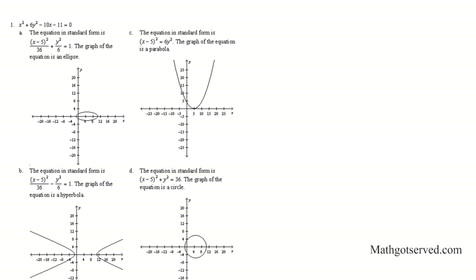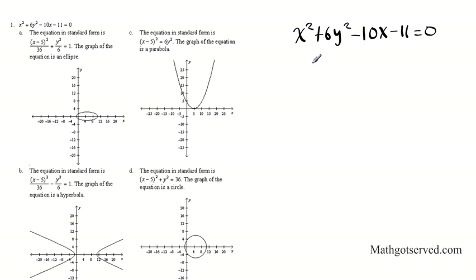All right, so for question number 1, we have the equation of a conic in general form, and we're going to try and associate it with one of these graphs. Okay, so we have x squared plus 6y squared minus 10x minus 11 equals 0. So what we're going to do is basically complete the square in order to put it in standard form, and then we can associate it with one of these graphs.